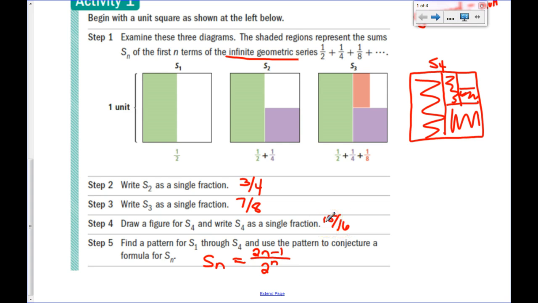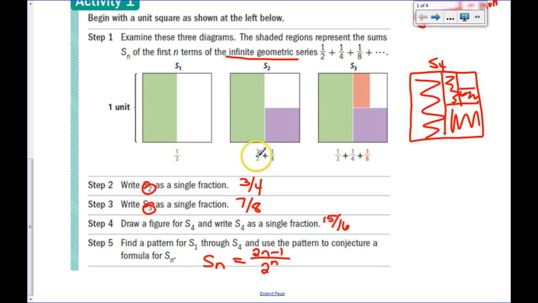Okay. Wait a minute. So if it's 2n minus 1. So 2 times 2 minus 1 is 3. Wait, where did you get 2 times 2? Because we're at S of 2, right? And our n is 4. 4 minus 1 is 3. What is 2 times 3 minus 1? 7. 2 times 3 is 5, that doesn't work. It's 7/8.